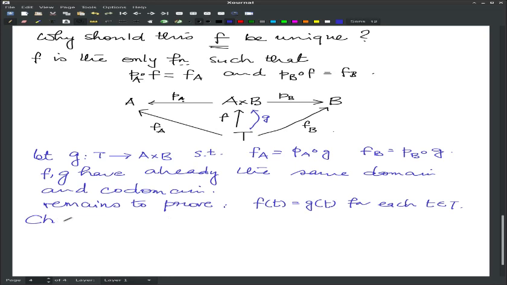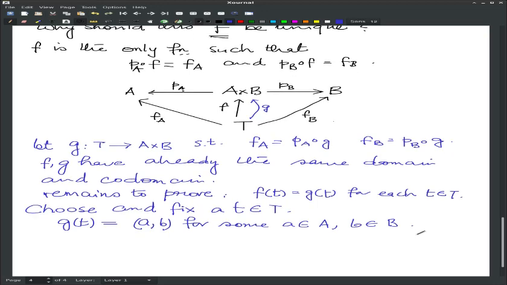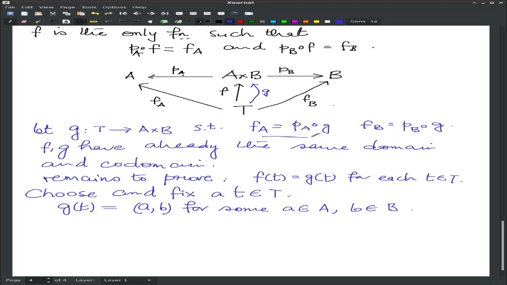Now, how do you show this? Choose and fix a T from T. Now let me look into what is GT. So let GT, it's a pair, so it looks like some AB for some A in A and B in B. Right?